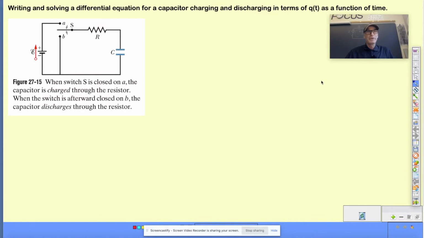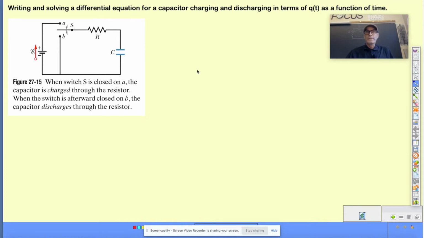Hello students, I'm here to bring joy to writing and solving a differential equation for a capacitor charging and discharging in terms of Q as a function of time. Now, what we have here is an RC circuit hooked up to an EMF, an electromotive force. It's going to deliver charge to the capacitor. We're going to take conventional current out of the battery as indicated in the diagram.